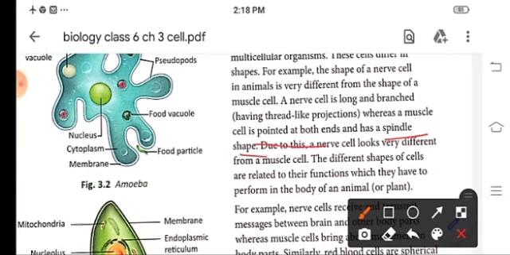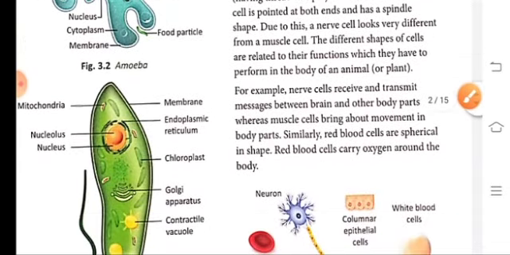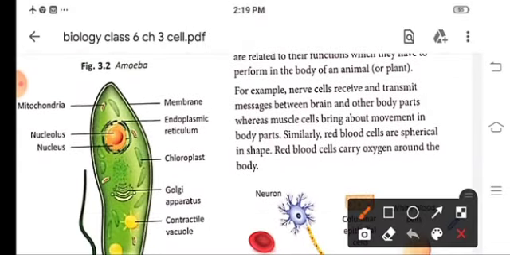Why are they different in shape? Because nerve cells have to perform the function of receiving messages from the brain to the body and from the body to the brain. So that is why they are long and branched, whereas the function of muscle cells is to bring about movement in the body parts. Similarly, red blood cells are spherical in shape because they have to carry oxygen throughout the body parts.